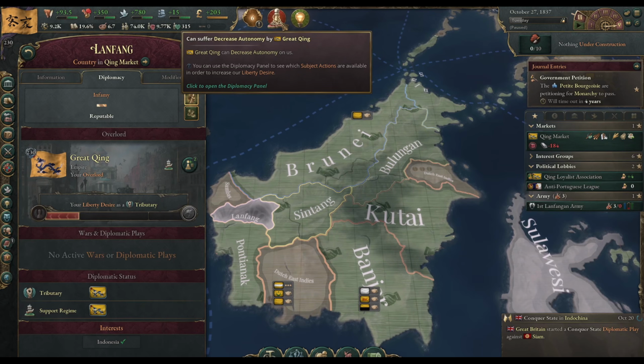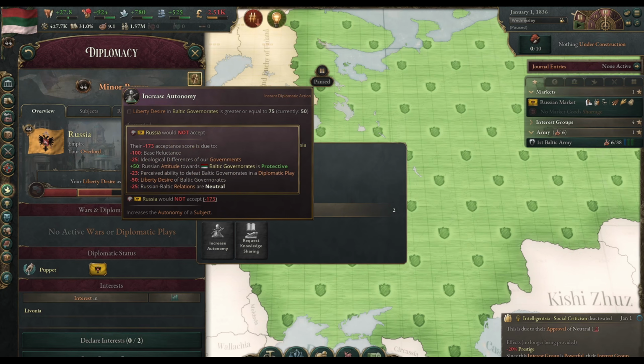An overlord can reduce your autonomy once your liberty desire is 25 or less, but a protective overlord will only do so once you are down to 10 liberty desire. But a word of warning, you can only make the AI break the support regime as long as you can form a government your overlord hates. As far as I know, you cannot break it in any other way.